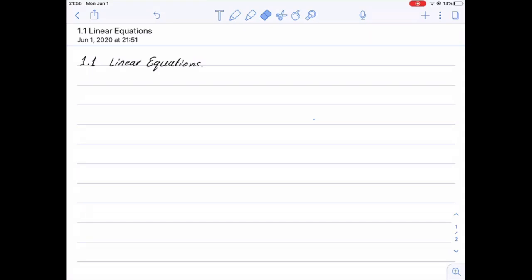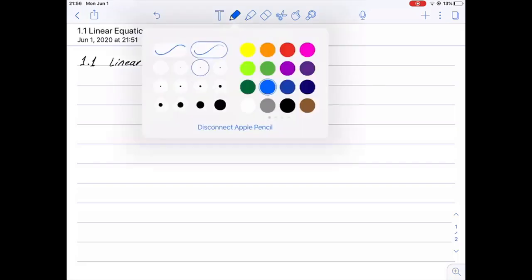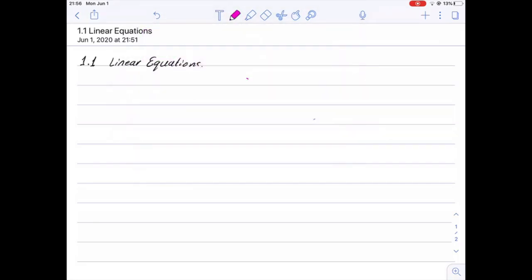Section 1.1 is about linear equations. What do we mean by a linear equation? A linear equation is an equation that can be written as ax plus b equals 0, where a and b are constants. I mean, they can be considered as real numbers, and x is the variable, and a is not equal to 0, because if a is equal to 0, the first term will disappear.